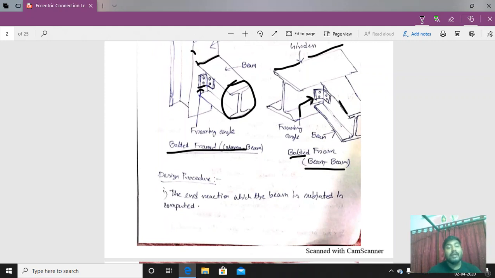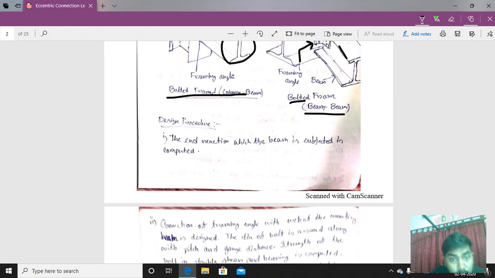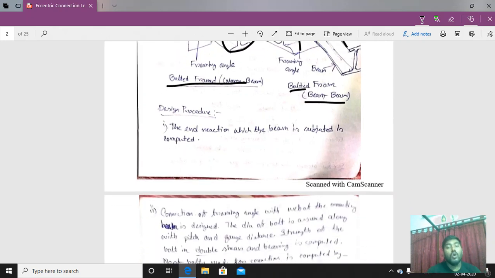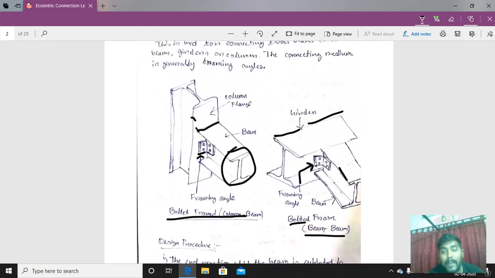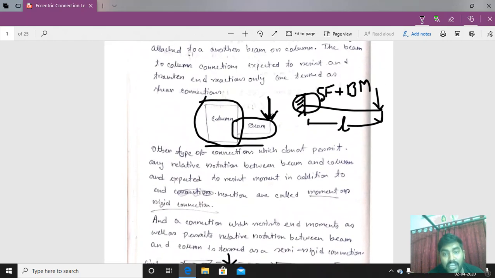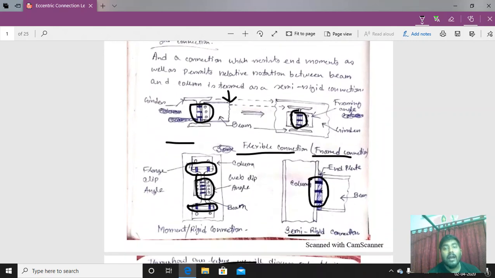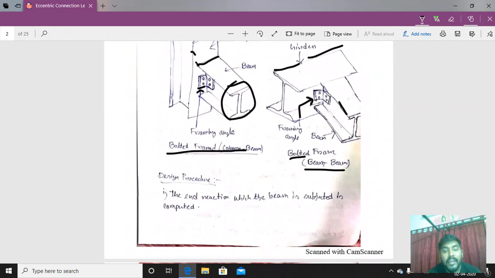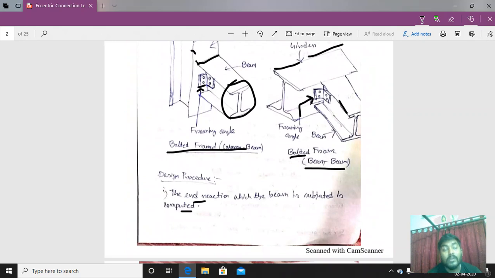Now coming to the design procedure of framed connection. The first step is that the end reaction to which the beam is subjected is computed. That means the load that is acting at the end, this is the end connection. It is termed as R. So the end reaction is first computed. This is the first step.